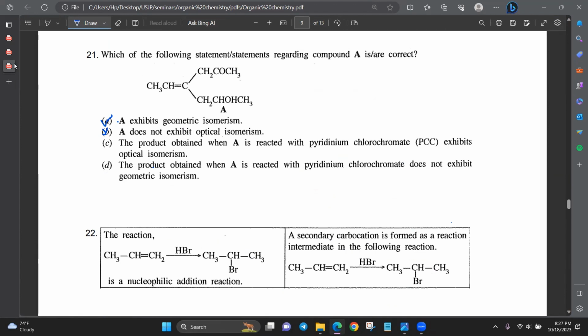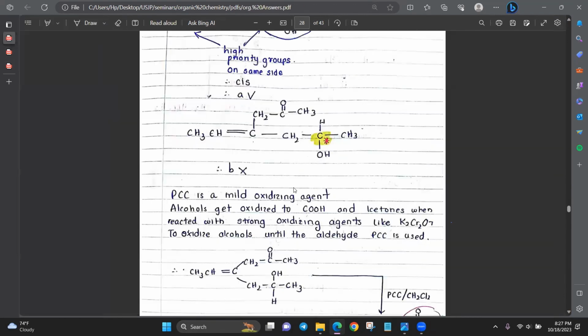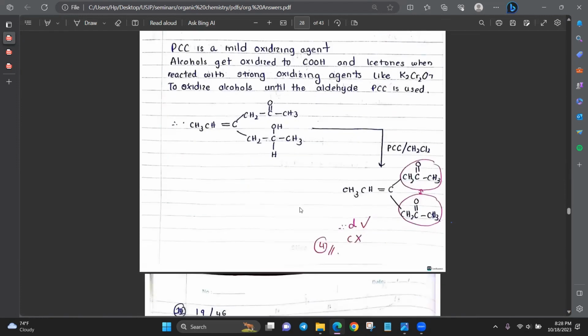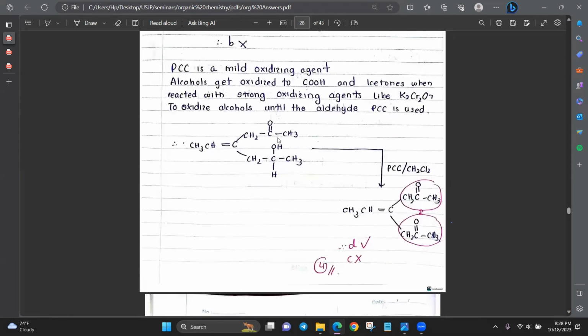The product obtained when A is reacted with pyridinium chlorochromate, PCC. PCC is a mild oxidizing agent. Normally, alcohols are oxidized to carboxylic acids when reacted with K2Cr2O7, but to stop at the aldehyde stage we use PCC. Ketones will not get oxidized, so that part remains the same, but the secondary alcohol will get oxidized to form a ketone.